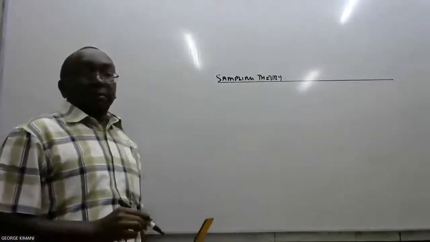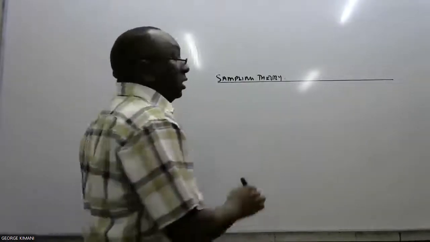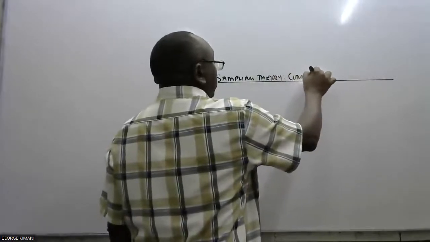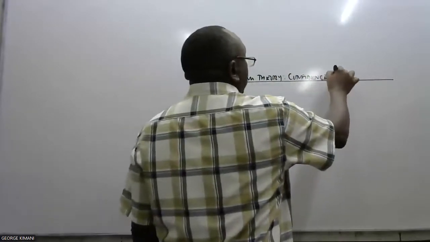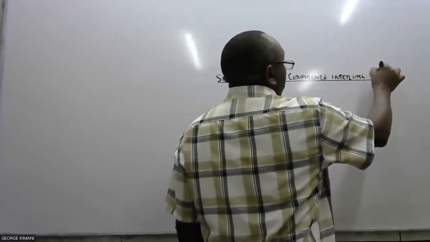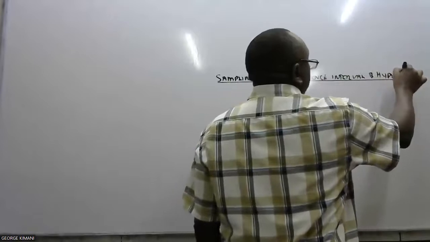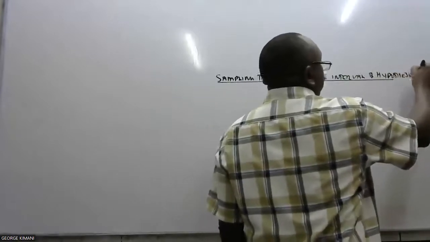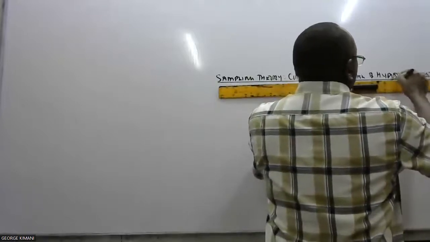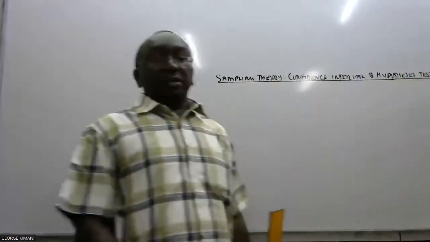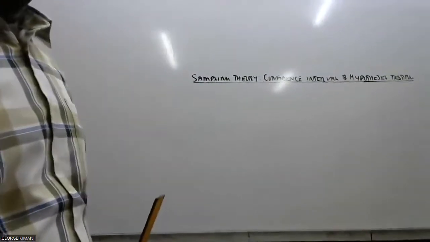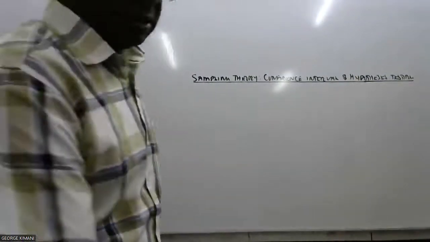And in this sampling theory, there are two main things. One is confidence interval. Confidence interval. And the other one is hypothesis testing. Hypothesis testing. Those are the two things that we shall focus on as we discuss sampling theory.